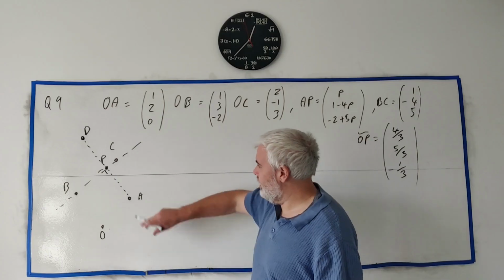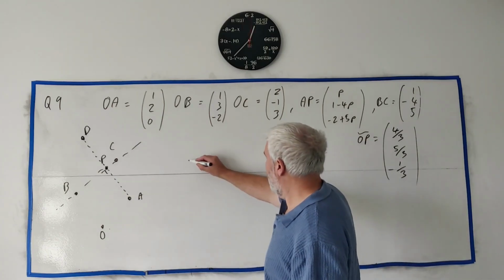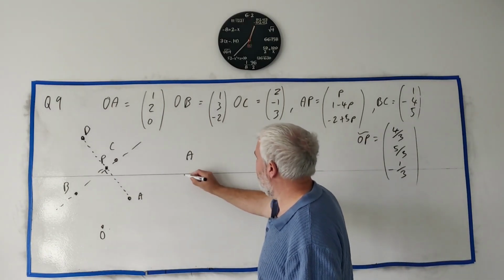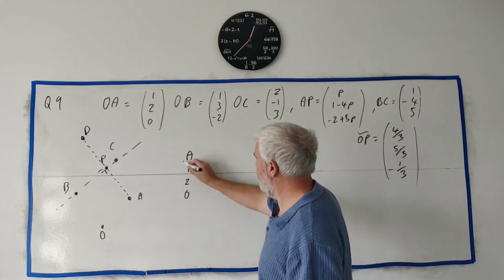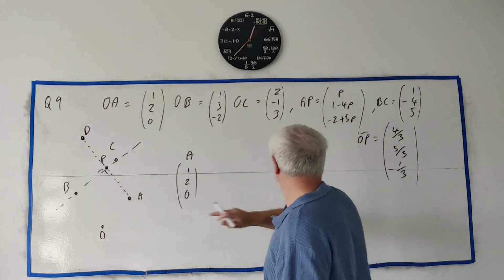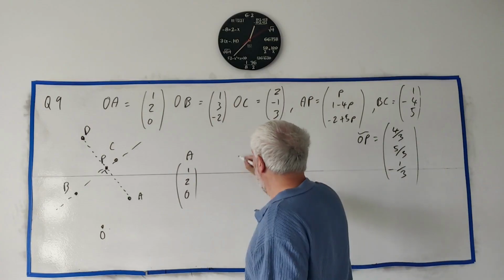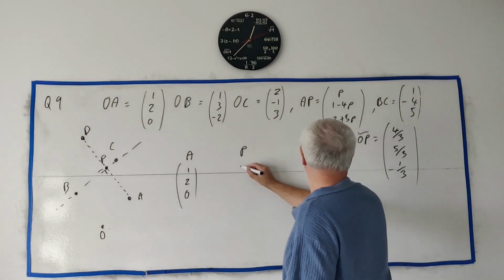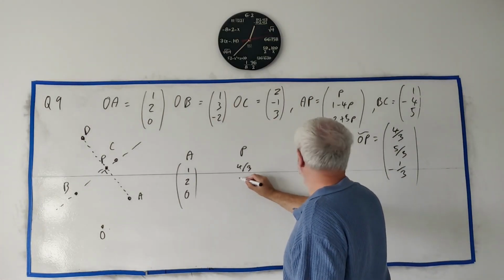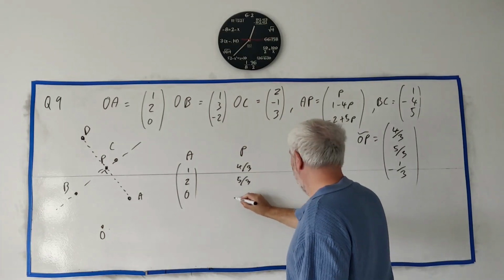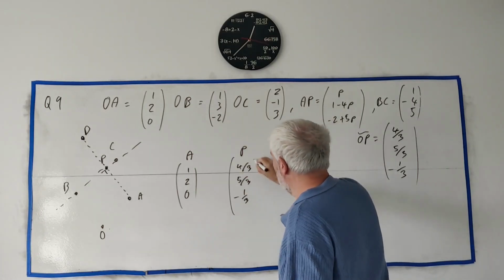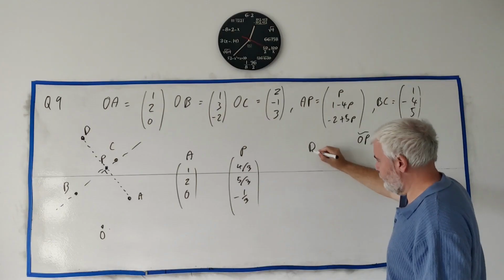The secret here is that you know the point A. Let me put out A here as 1, 2, 0. You know the point P. We just found that. Let's put that here. P is 4 over 3, 5 over 3, and minus 1 over 3. And we're looking for the point D.